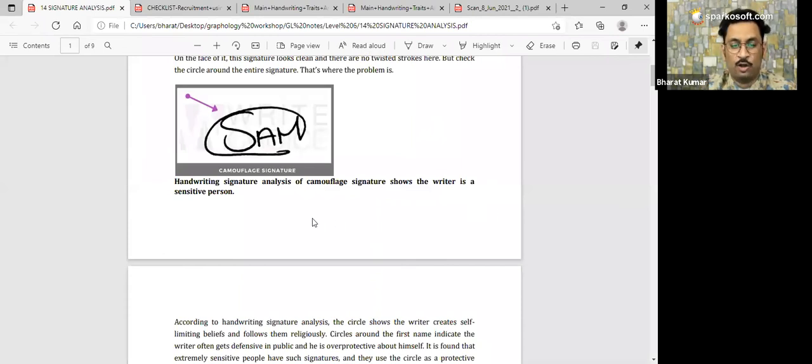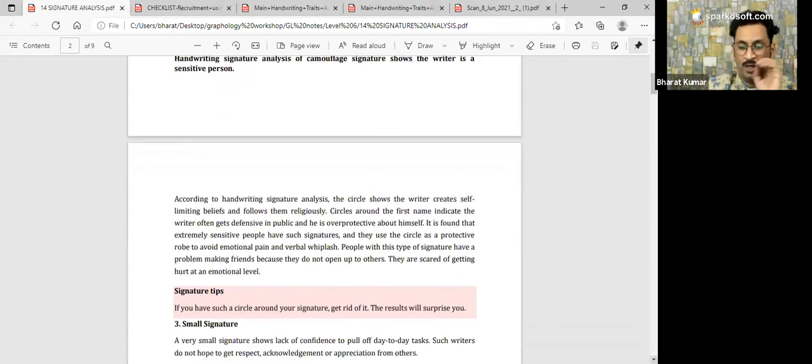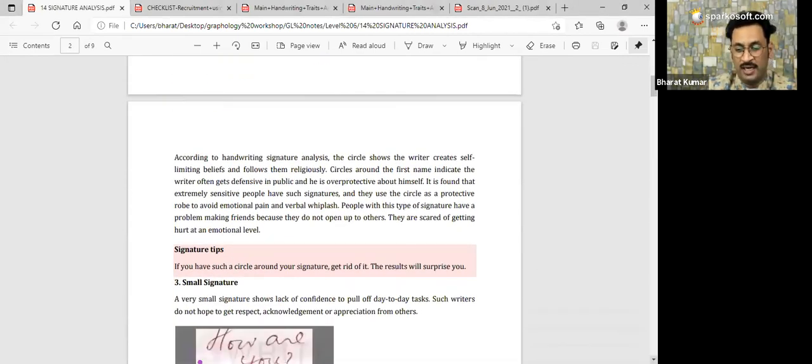Yes, lines crossing, S, Y crossing, yes. Yes, knife cut, very nice. So avoid these kinds of signatures always. These are very dangerous signatures. Introvert, you are right. Very low confidence, yes. Insecurity, correct. These are the traits found in this signature. So always avoid it. If you have a circle around the signature, get rid of it.